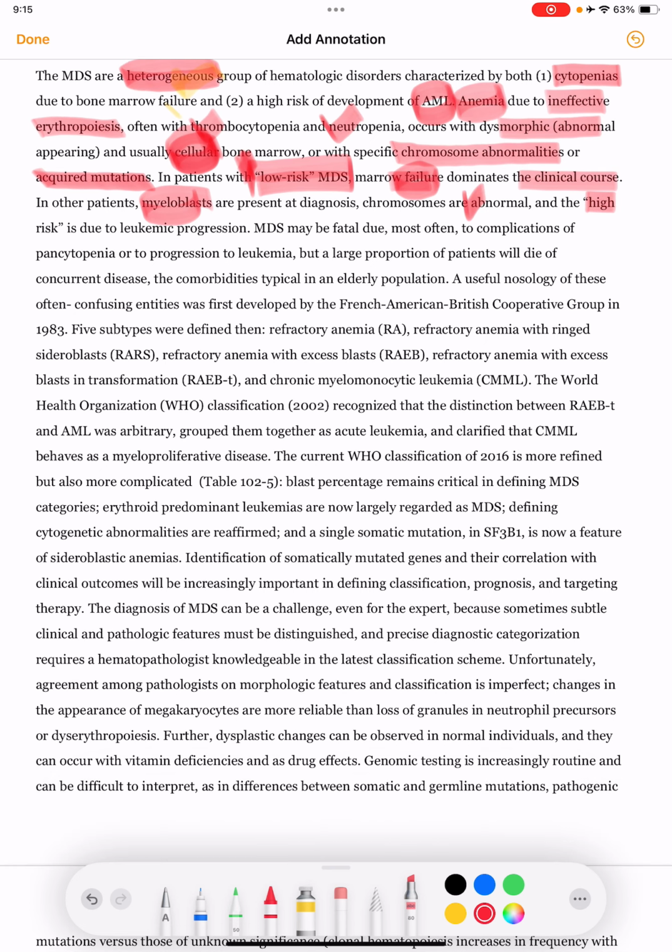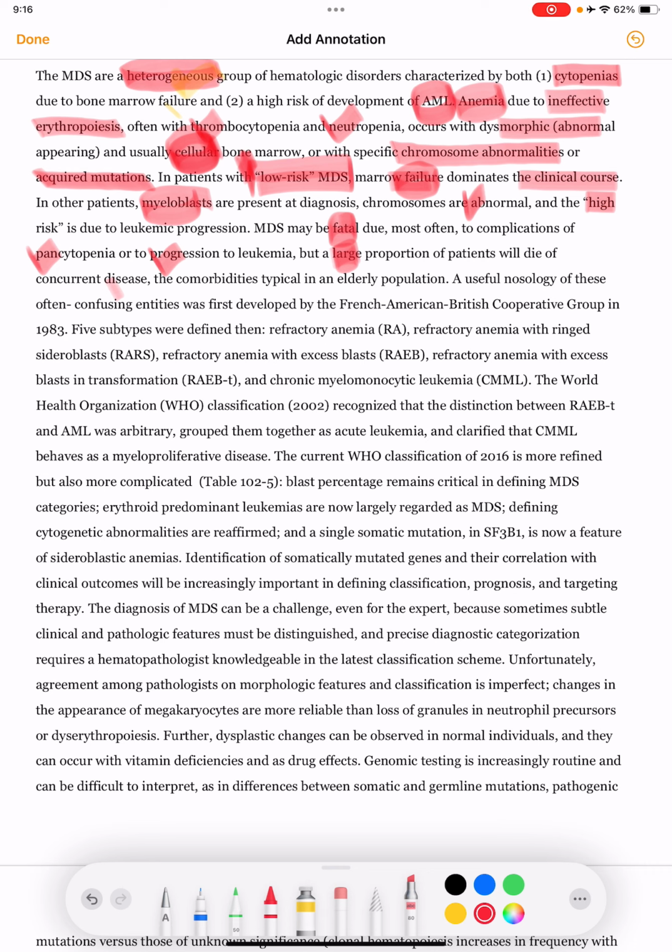MDS may be fatal, most often due to complications of pancytopenia or to progression to leukemia. But a large proportion of patients will die of concurrent disease. The comorbidity is typical in an elderly population. So why is MDS fatal? It is due to either complications of pancytopenia or progression to leukemia. But a large proportion of the patients die of the concurrent disease.